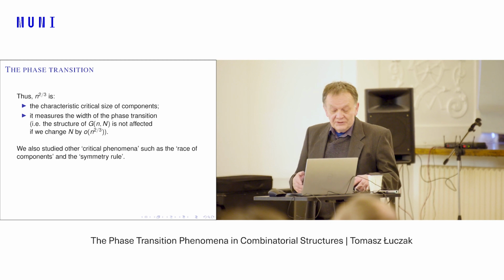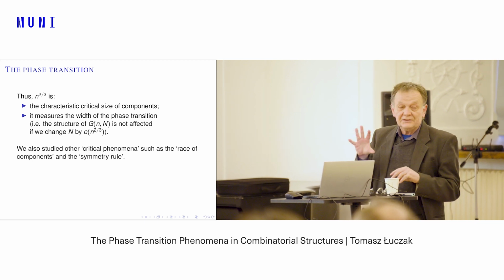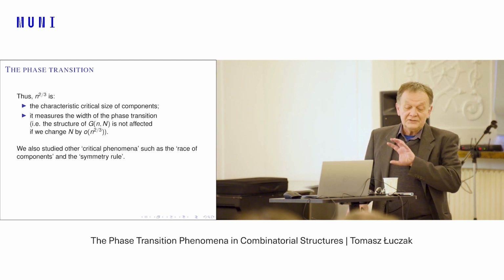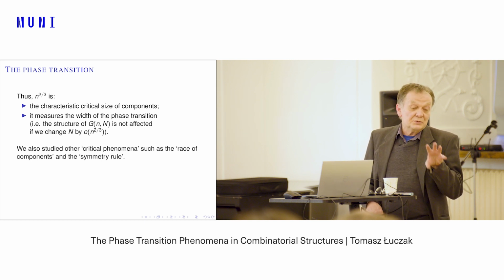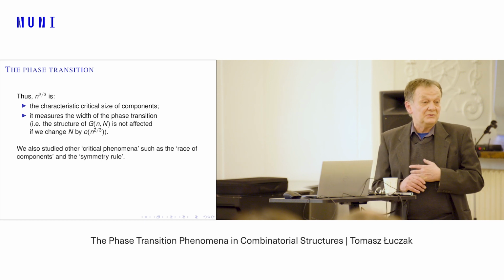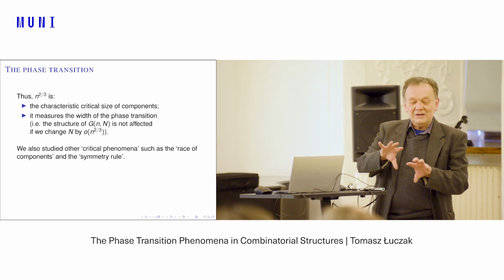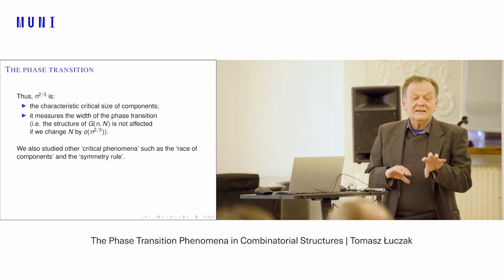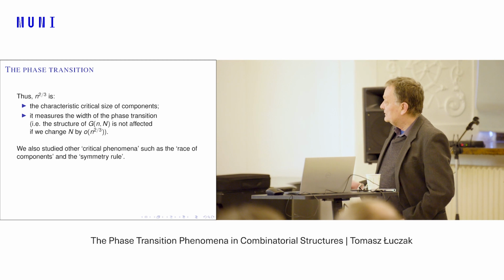By the way, we just studied other critical phenomena near the phase transition. For instance, there is a symmetry rule. The symmetry rule is the following: if we remove the largest component from the graph, the graph looks like it did in the subcritical phase. This rule was known to epidemiologists starting from the beginning of the century. They knew, during the pandemic at the beginning of the 20th century, that if we remove the large cluster, the structure of the pandemic will be like in the very beginning of the pandemic. But we were able to state it precisely.